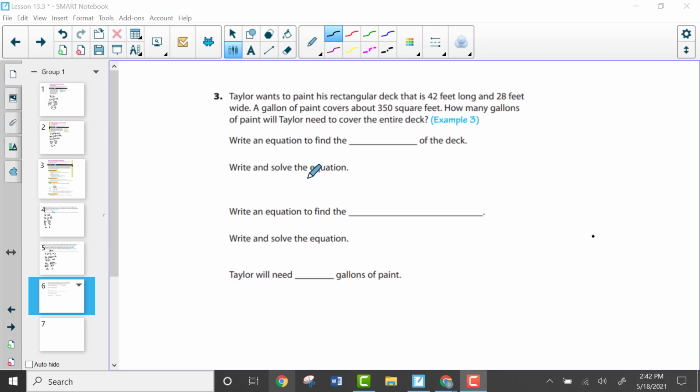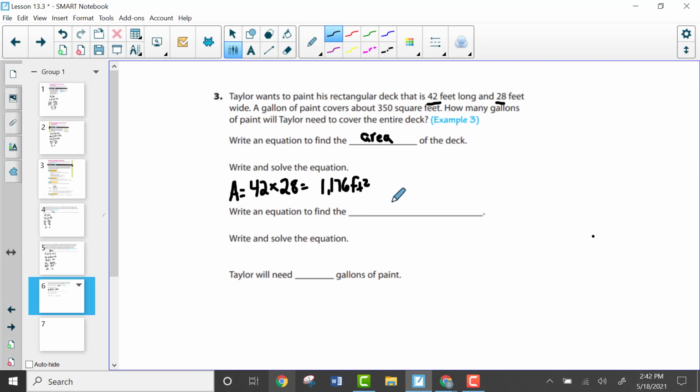And we need to write an equation to find the area of the deck first of all. So let's write that in, area. We know that area is length times the width. So area is going to equal 42 times 28. And let's write this down together. That's going to give us 1,176 feet squared.